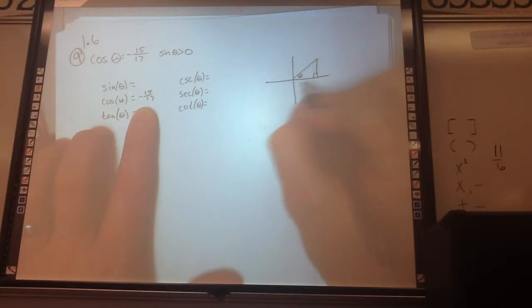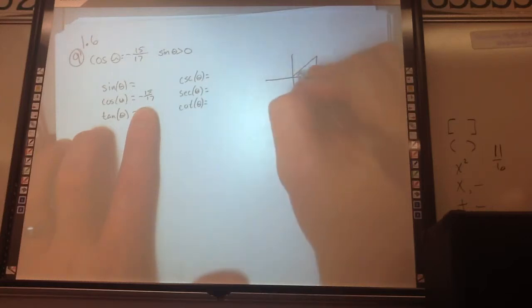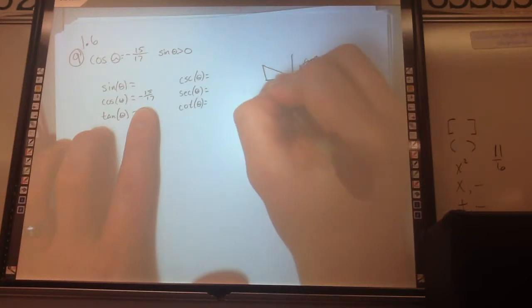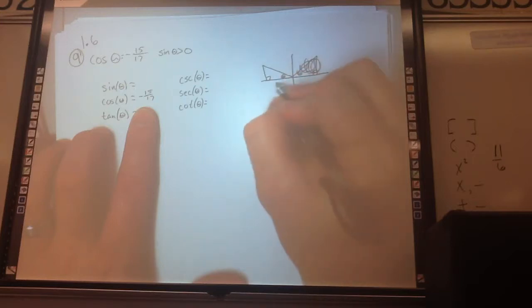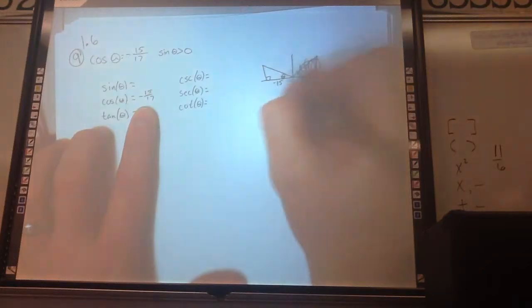Adjacent is going to be down here, right? So I need that negative, so don't I need to flip it over the Y? Okay, so flip it over here. So there. It is negative 15 over 17. So this coordinate would be negative 15, so that's adjacent, my hypotenuse 17. Does that work?